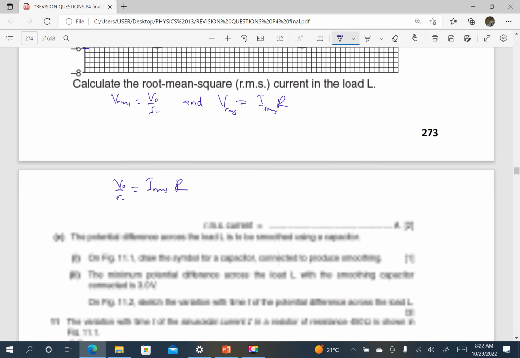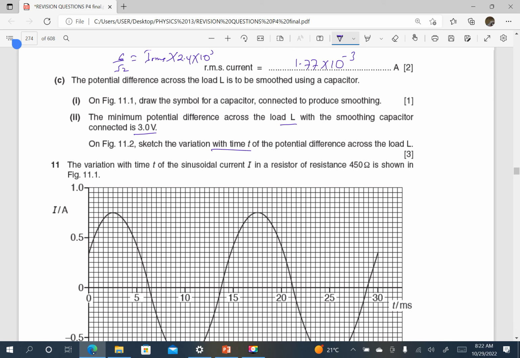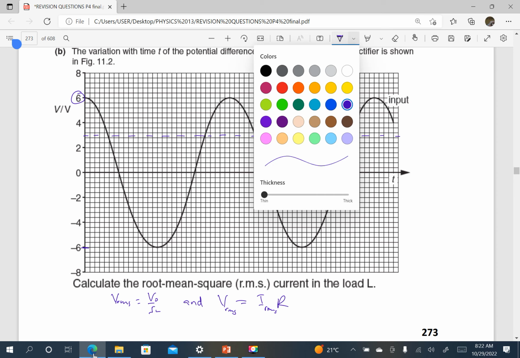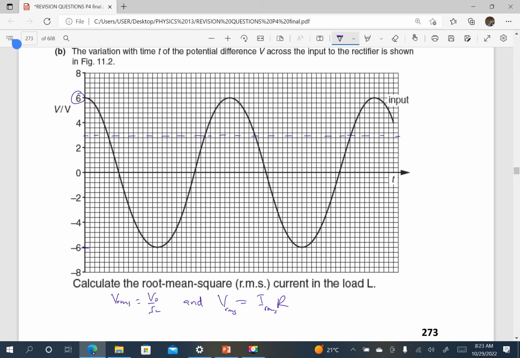So we need to draw a graph according to the question. Sketch the variation with time t of the potential difference across the load. When there is a capacitor, the PD is only going to fall to 3. It will not go below 3. So I'm going to just draw the discharging part of the capacitor. I will use almost a straight line, coming from the peak to that center, because that's where 3 is.